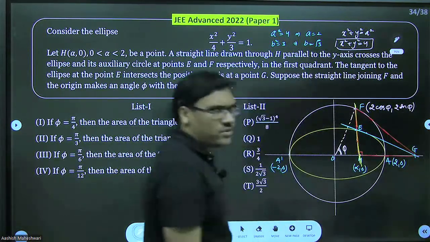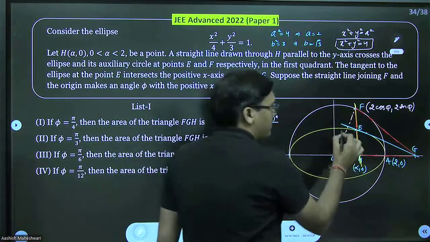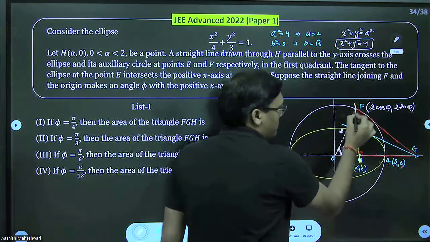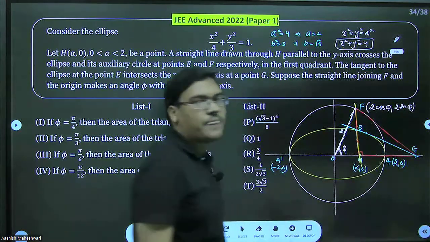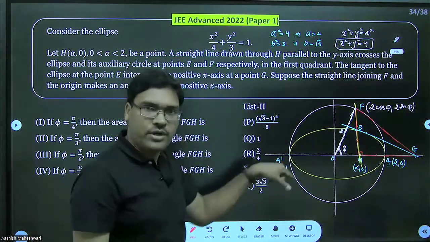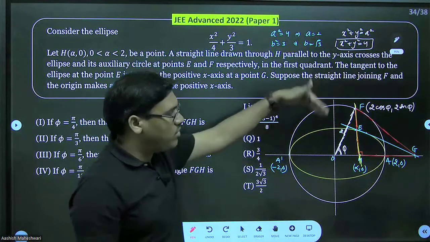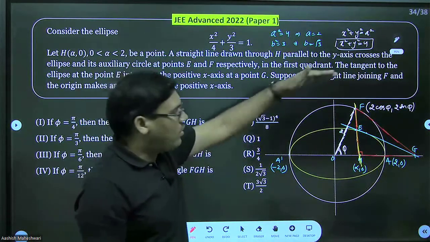You can also see this directly. If this angle is phi and this distance, the radius, is 2, then this is 2 cos phi, 2 sin phi, right? Now we know the corresponding point on the ellipse, from the auxiliary circle.